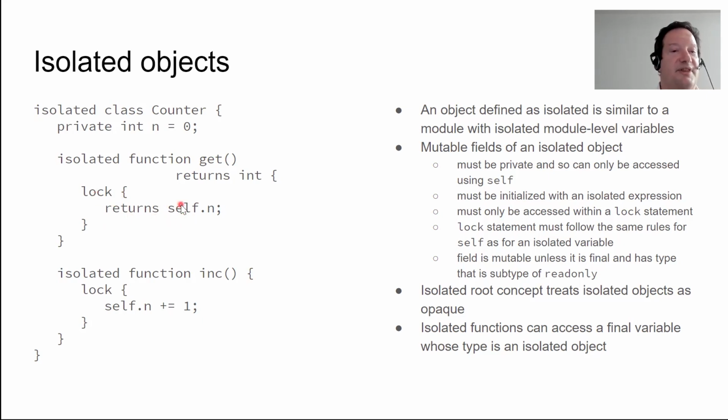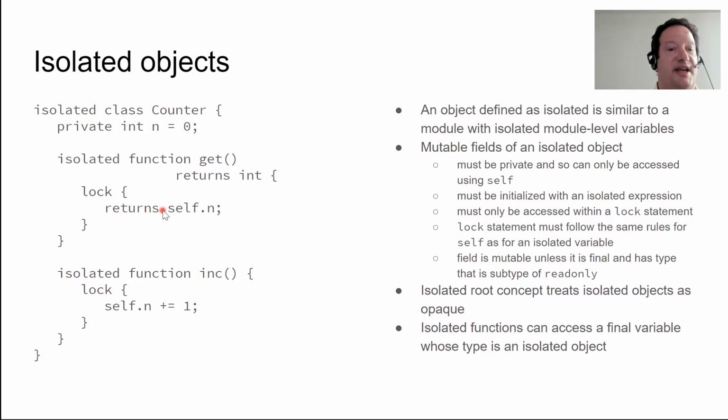An easier way to think of it is that self becomes an isolated variable. You can access self just like an isolated variable. So whenever you access self, you have to lock. That's the simple way to think about it. Just as in the module case, when you access an isolated variable, you have to do it within a lock.